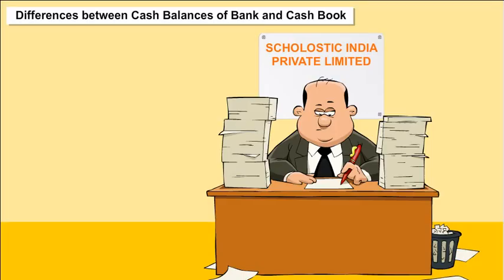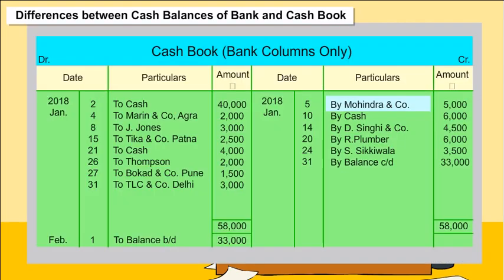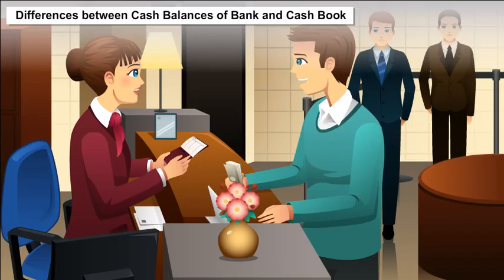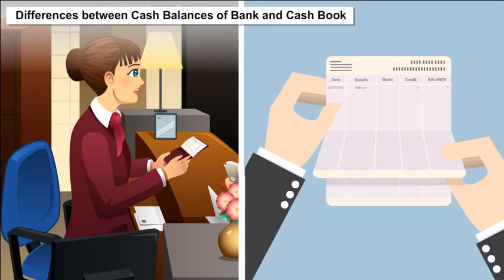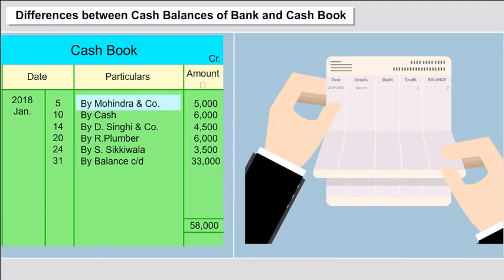When the trader issues a check to the third party for its payment, then he records that amount on the credit side of the cash book in the bank column. But the record of this transaction will not be recorded by the bank in the customer's account till the third party, that is the holder of the check or draft, presents it for payment. Therefore, in the passbook, such transactions are not recorded and thus a difference is found in both the books.